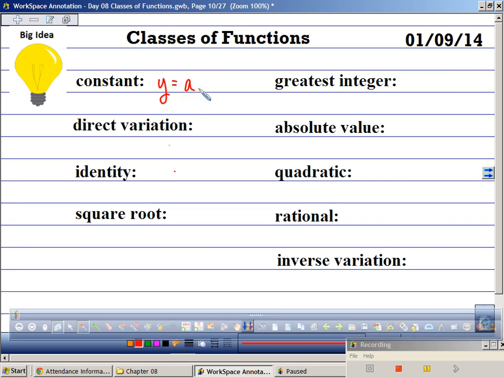Y equals a. Anything, right? Be 1, 2, 3, 4, a million. Y equals a million. And it's always a horizontal line.